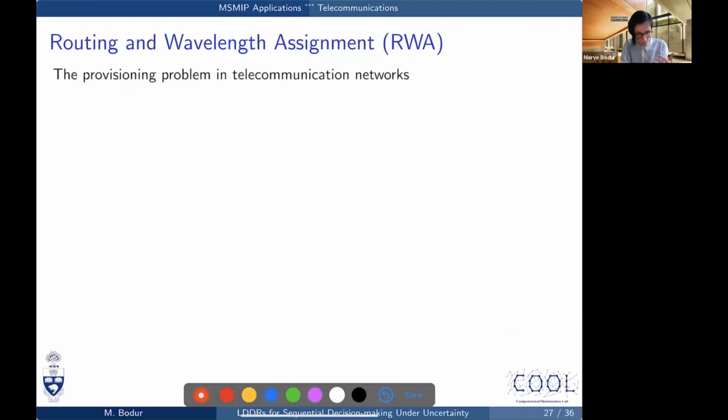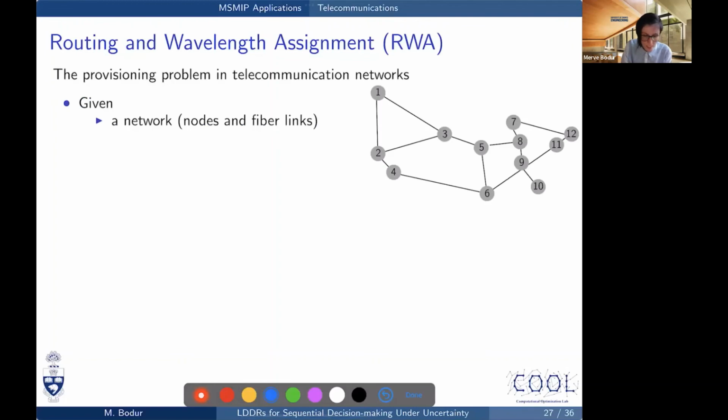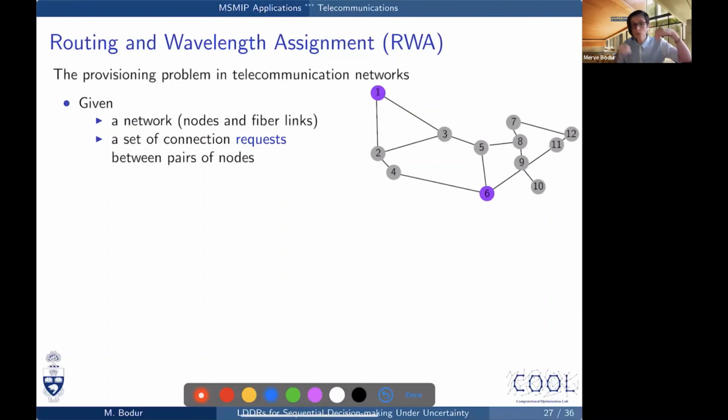So the second problem, I don't have time to get into details of the description, but it is a resource allocation problem in the telecommunications area, which is called routing and wavelength assignment. So given a telecommunication network, which consists of these nodes and fiber links, you have a bunch of traffic requests. So you need to grant a connection, for instance, from node 1 to node 6 or node 2 to node 8. So you have these pairs of nodes as traffic connection requests.